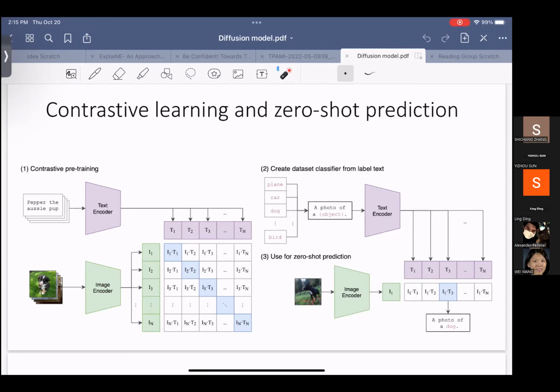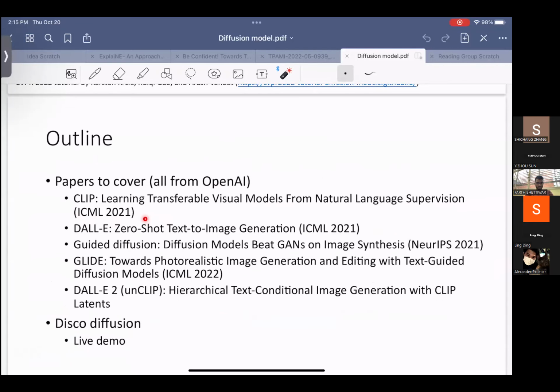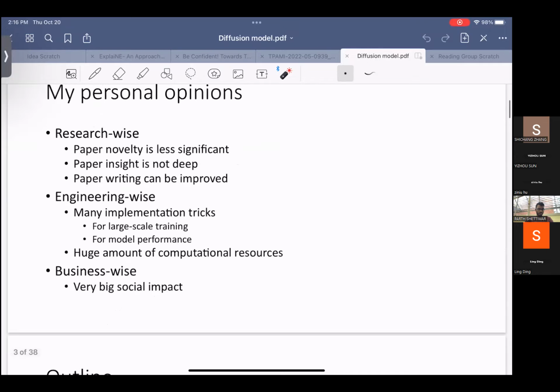What's the year? This is ICML 2021. Maybe we can look at the timeline again. CLIP is ICML 2021, DALL-E about the same time, all in February last year. Then guided diffusion is NeurIPS 2021, GLIDE is ICML 2022, and DALL-E 2. Of course, they probably started the project quite a bit earlier, because the cross-modality transformer came even earlier, around 2020. You mean the vision transformer paper? Yeah, I also remember CLIP came after the vision transformer paper, which is probably ICLR 2020.